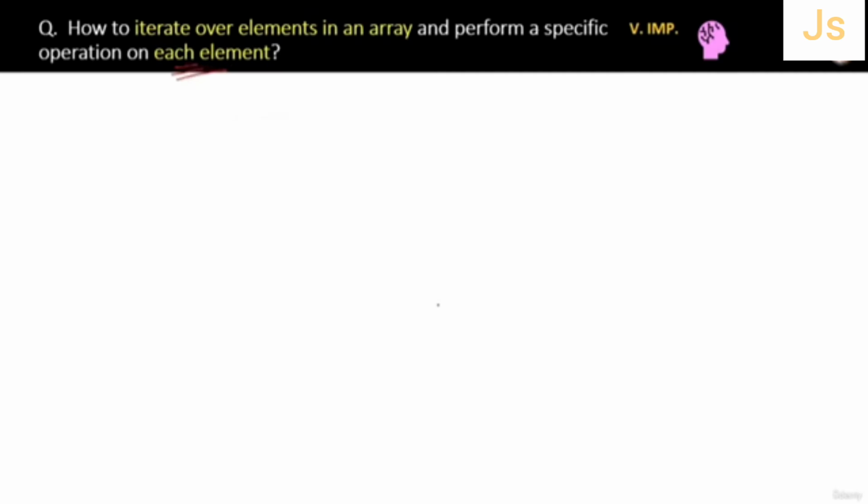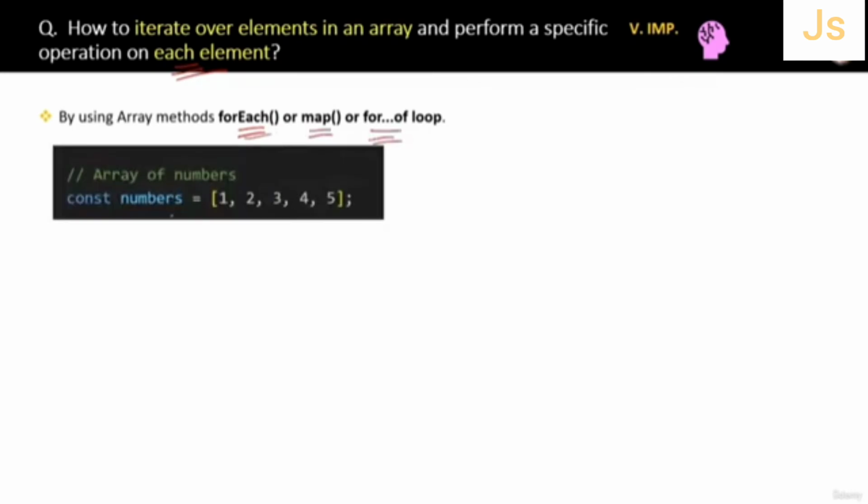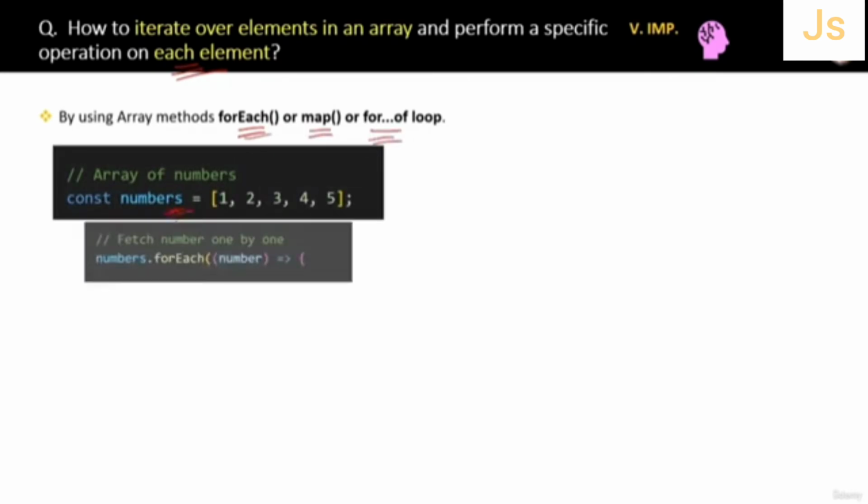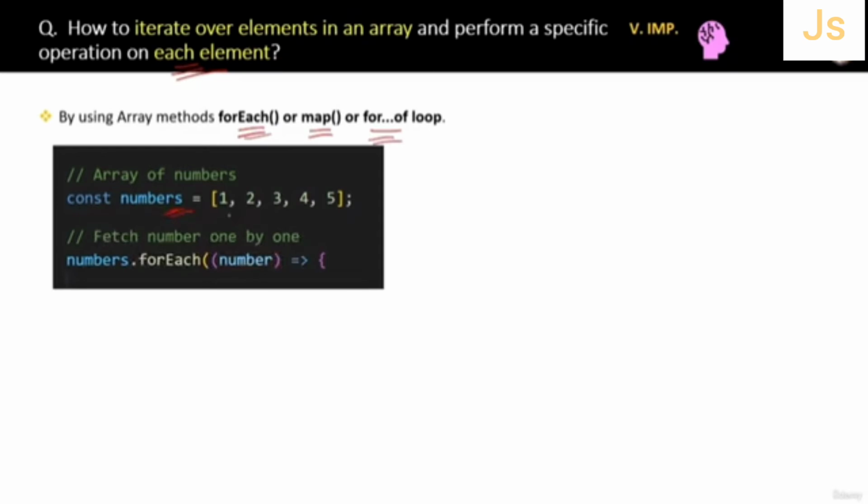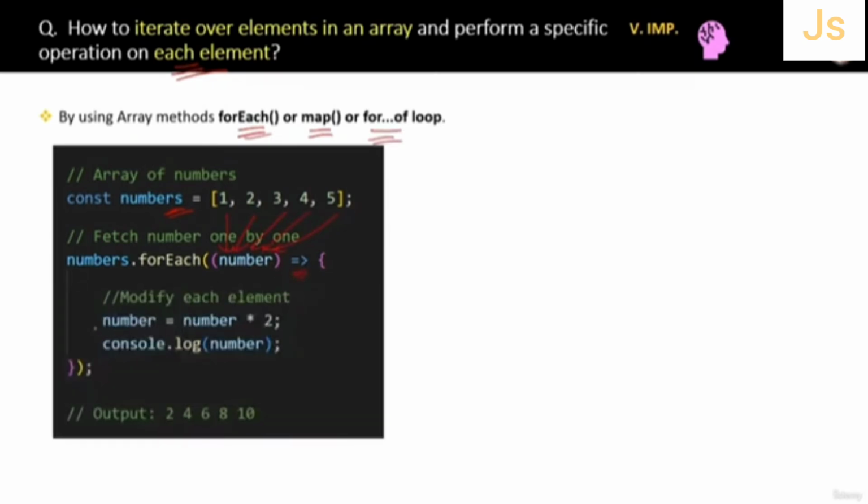How to iterate over elements in an array and perform a specific operation on each element? The answer is by using array methods like forEach, map, or the for of loop. Suppose you have an array numbers like this. Now you can use the forEach method here, and inside the method you can pass each number one by one as the parameter and use the arrow operator to modify each element like this, and just log it. Final output is like 2, 4, 6, 8, 10. Each element is modified, right? But remember, this will not modify the original array. We have just performed some operation on each element and logged them.